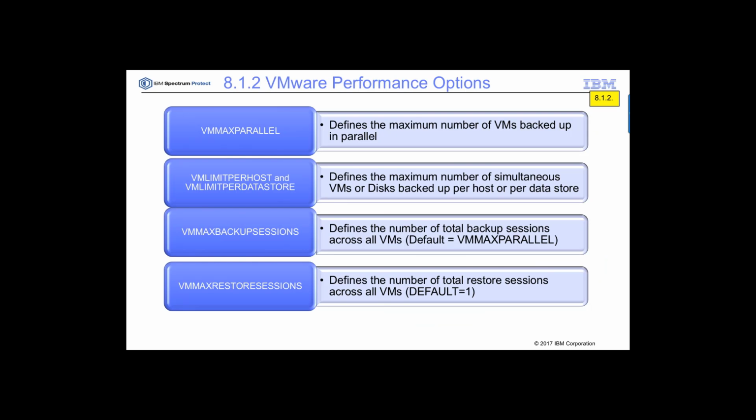Now, these are the performance options that you can control to define the amount of parallelism you get. VM max parallel, VM limit per host, VM max backup sessions, and VM max restore sessions. These have not changed from version 8.1, but you just get the added functionality of 8.1.2 when you use them today.